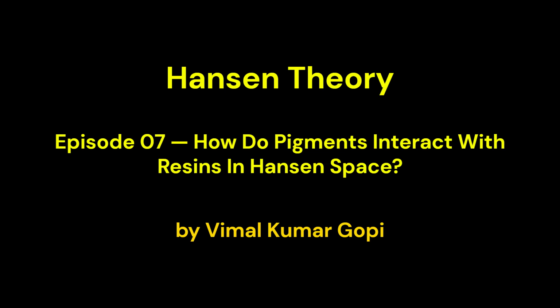Finally, let's connect this to performance. Proper pigment-resin compatibility ensures uniform color, high gloss, stable opacity, reduced settling, consistent rheology. Improper alignment leads to defects. Flocculation, pigment floating, haze, film defects. This is why pigment-resin interaction is a critical application of Hansen theory.